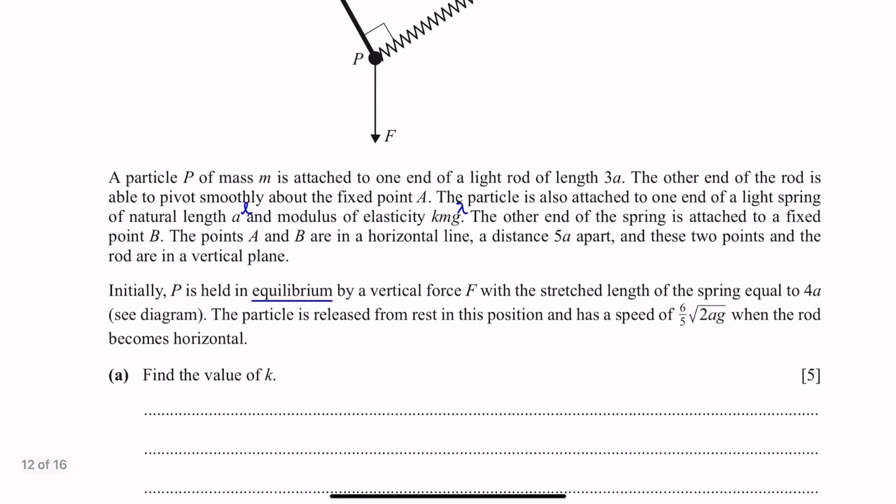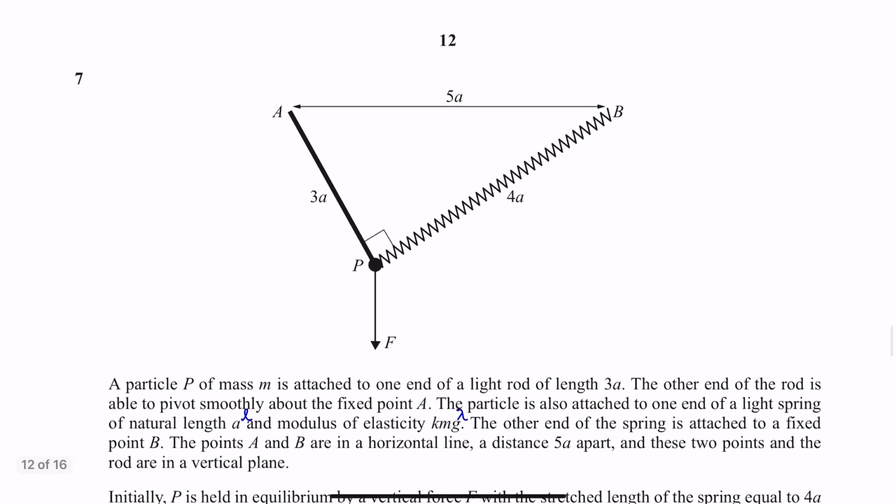And the particle is released from rest in this position and has a speed of 6 over 5 square root of 2ag when the rod becomes horizontal. Find the value of k. So from here to here, there's a change in height and a change in speed, and also the change in extension of the spring.